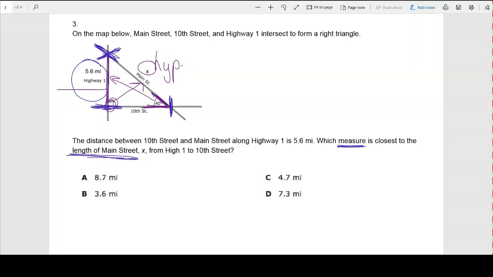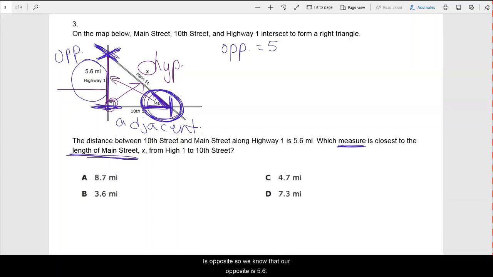So we're solving for X. Let's look at the angle that's given to us. We have our 90-degree angle and we have a 40-degree angle right here. So the angle we're interested in focusing on is this one right here. If Main Street, which is X, is our hypotenuse, 10th Street is adjacent, which means Highway 1 is opposite. So we know that our opposite is 5.6. Our adjacent is unknown, and our hypotenuse is X. And X is what we're looking for. We care about X.